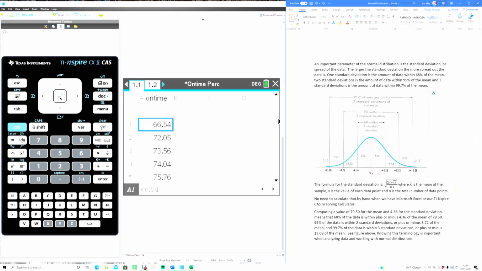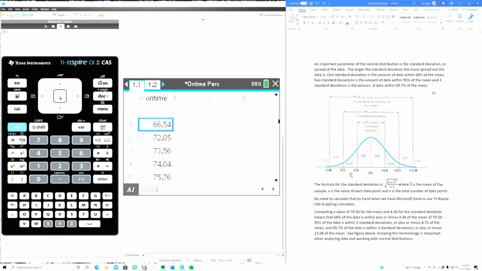One standard deviation is the amount of data within 68% of the mean. Two standard deviations is the amount of data within 95% of the mean. And finally, 3 standard deviations is the amount of data within 99.7% of the mean.